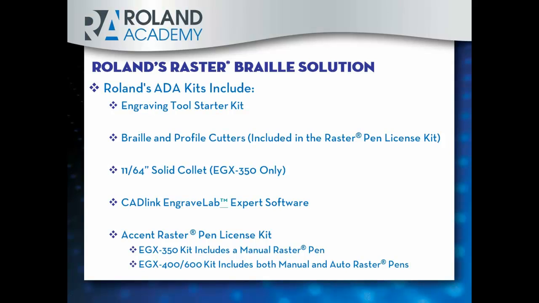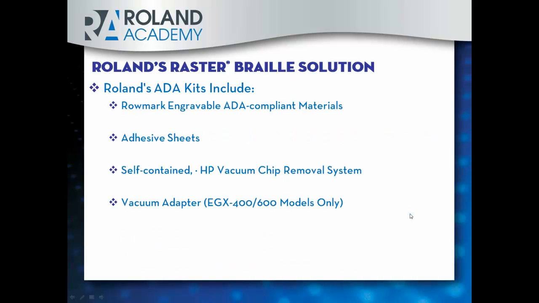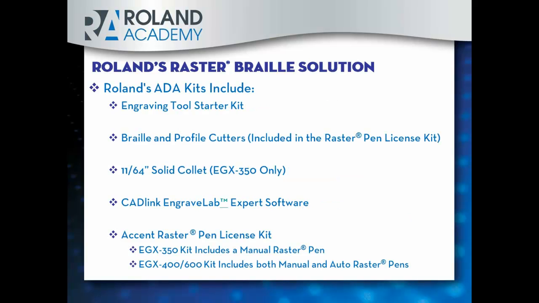Now, the ADA kit includes an engraving tool starter kit, which is a number of different cutters for other engraving work, for doing name tags, trophy plates, things like that. The braille and profile cutters are included with the raster pen license kit. The appropriate collet for the 350. We also bundle the Engrave Lab Expert software.